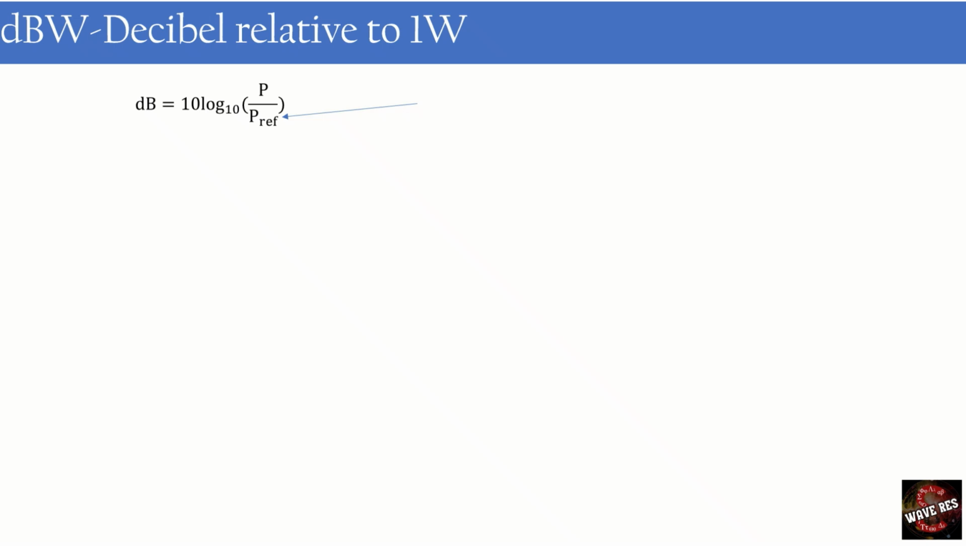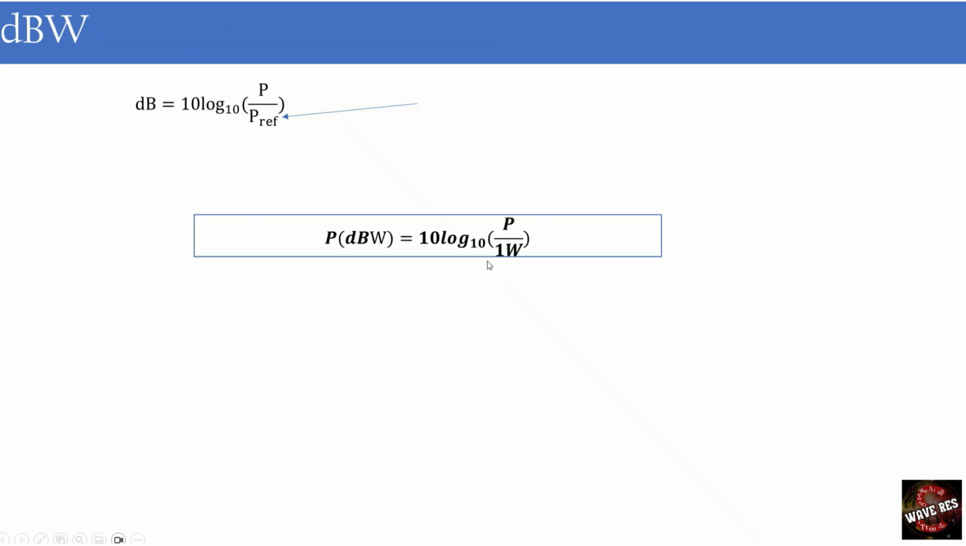So let's see what is meant by dBW. In case of W, it specifies how the dB is calculated and what the reference value is. The reference value that we are using here is 1 watt. That is, we are using 1 watt as the P reference. So this will be our equation: P in dBW equals 10 log 10 of P by 1 watt.